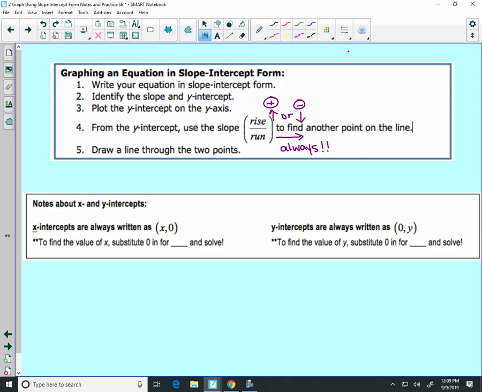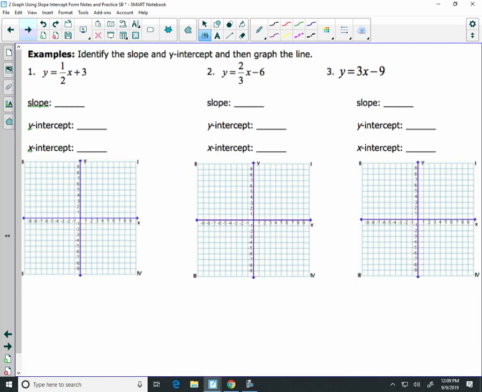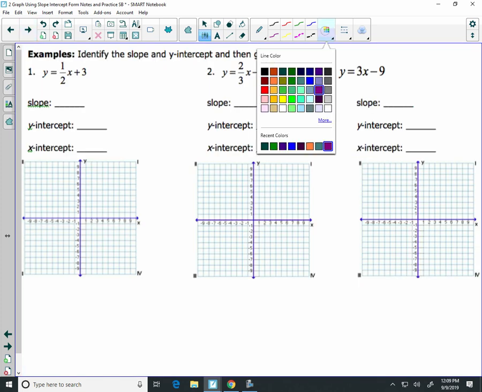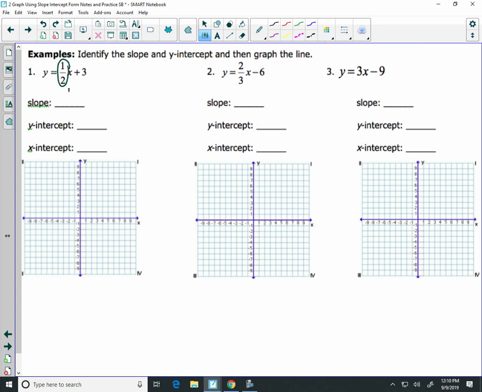X and Y intercepts are on the bottom there. We're going to talk about getting those in a bit. All right, here we go. We're going to graph. There's my slope. And then the y-intercept is 3.